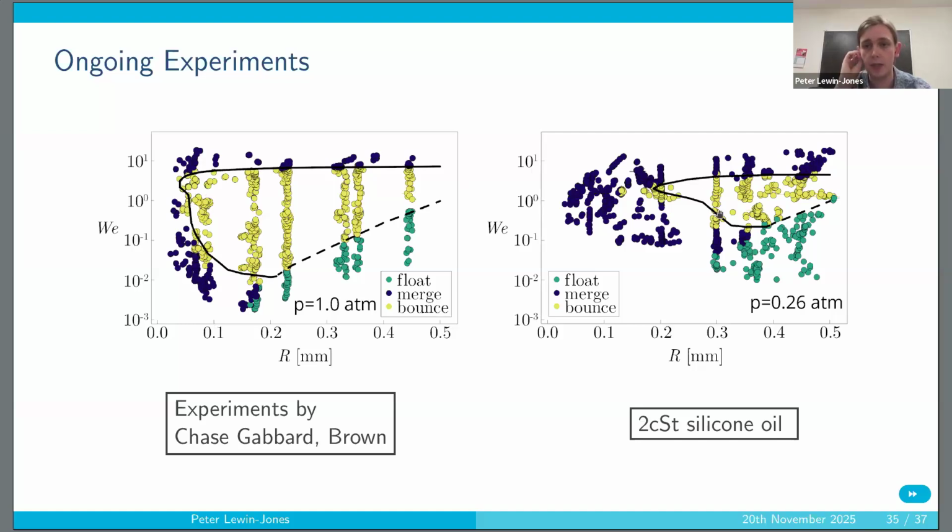And then again, we've repeated it. So this is what I was suggesting earlier, repeating for a lower pressure. So this is at like a quarter of atmospheric pressure. And again, you see much more merging now, but again, the boundaries that compare my modeling approach to their experiments are really nice. And we're continuing to work on this. So now we've looked at varying the radius at two different pressures, and we're now working on fixing the radius and varying the pressure and seeing how this affects the outcome as well. But this is ongoing work.